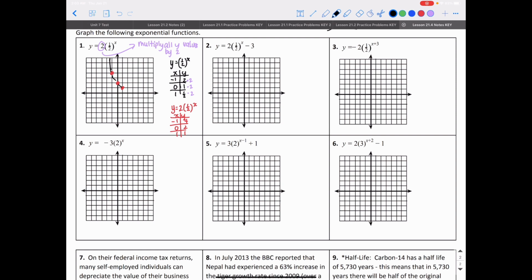I'm going to connect these and make sure I don't touch the asymptote. I didn't have any vertical shifts, so my horizontal asymptote is y is equal to 0.